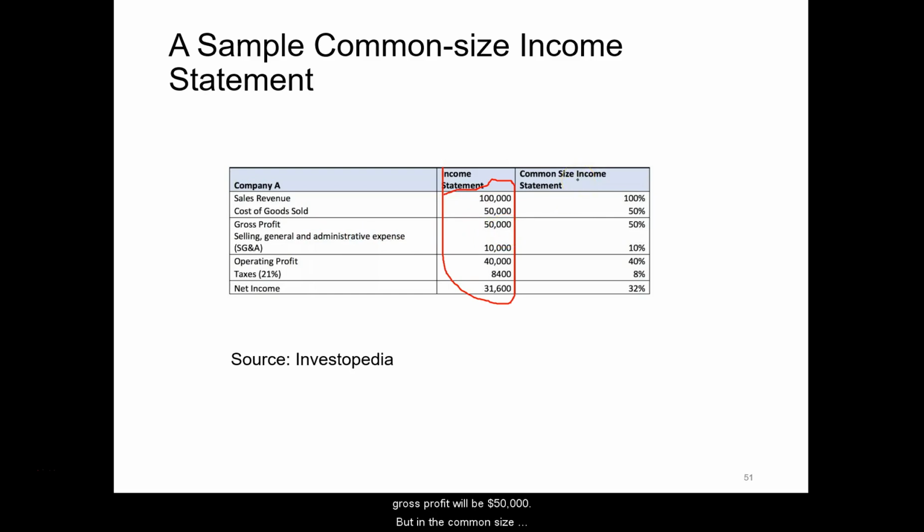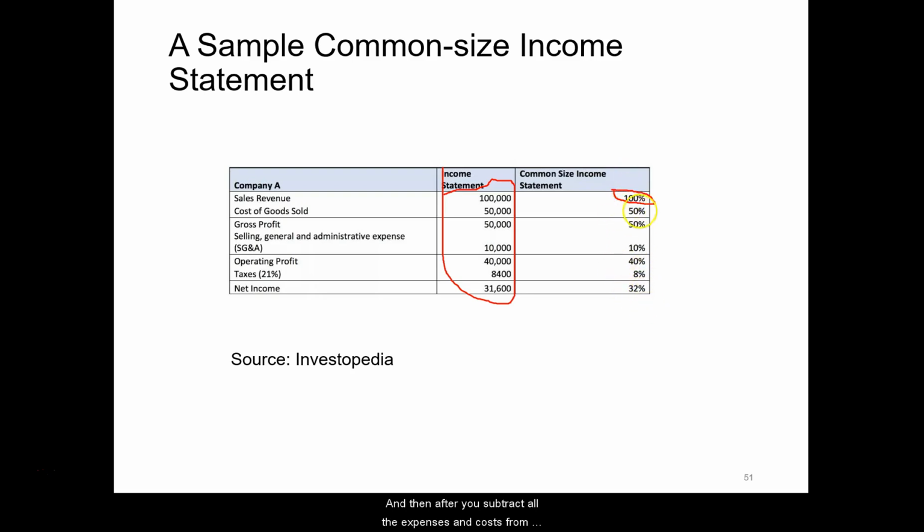But in the common size income statement for the same company, each line will be about the percentage of that account over the sales revenue. So for example, the selling, general and administrative expenses being $10,000 over $100,000, that's 10%. That's why we have 10%. This is saying the SG&A expenses is about 10% of the total sales revenue.